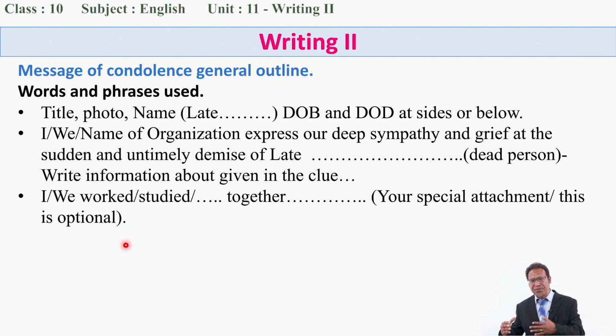I always remember this kind of activity. You can talk about the achievement and your attachment in the second paragraph, as given in the clues. Your special, this is sometimes optional. You can just write one sentence only, one line only. If you want to make it very long, you can write, otherwise, condolences are not necessary.